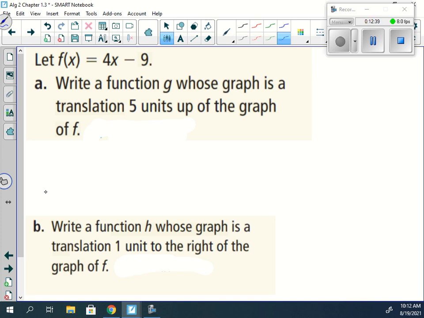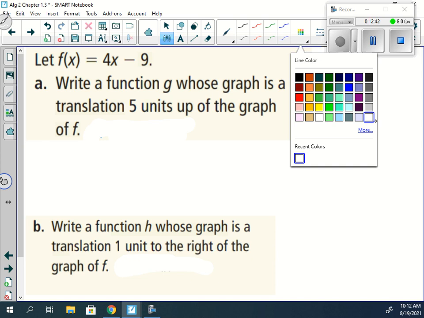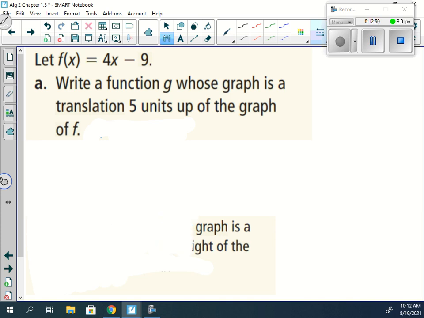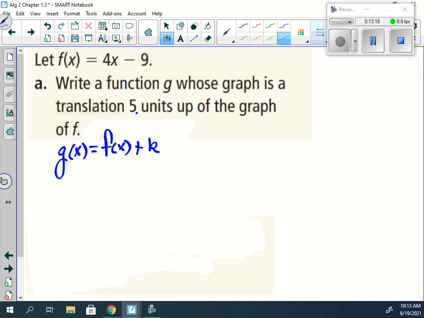All right. I have a feeling I'm going to have to break this. I'm not ignoring that. I just know I'm going to have to write over the top of it. My writing on the board's bigger than what that space is. So let's look at this here. Write a function g whose graph is a translation 5 units up of the graph of f. So we're saying g of x is equal to, well, vertical would be our f of x plus k.